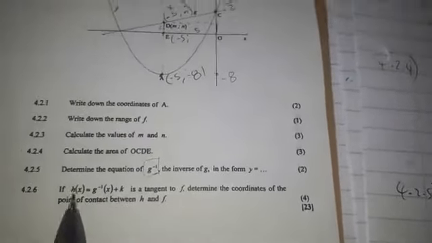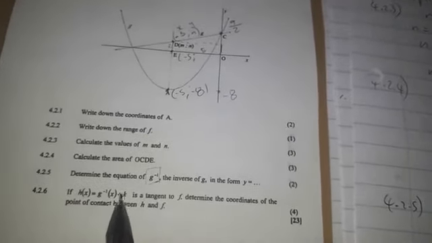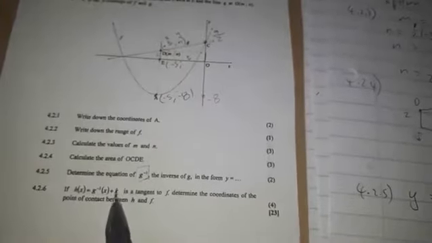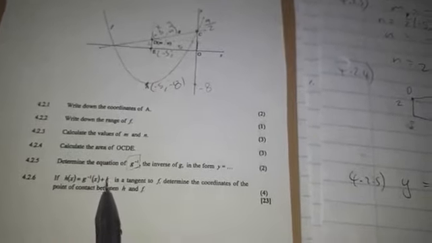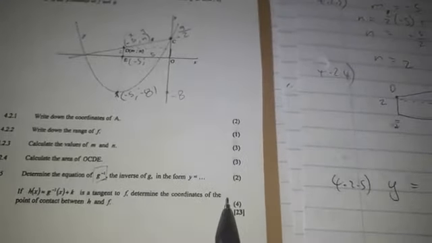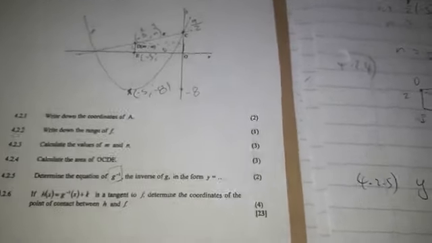Let's see here. If h, where is h? There's no h. So if they're talking about h and there's no h anywhere, they are referring to a new graph. They said h is the inverse of g plus k. So what this means is h is the inverse of g, which is this equation here, and k is going to be moving the graph up or down. That's what this does. They said this is a tangent to f. Determine the coordinates of the point of contact between h and f.